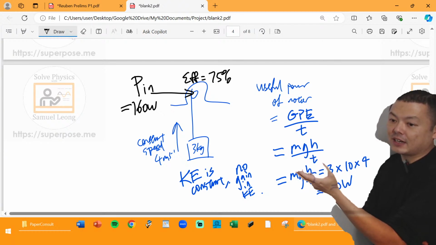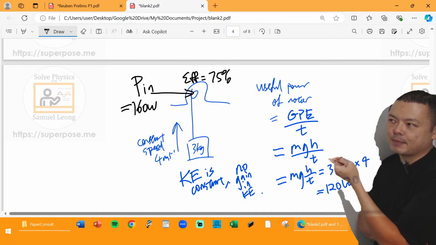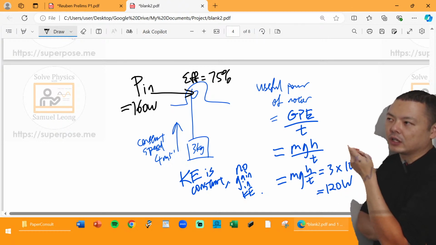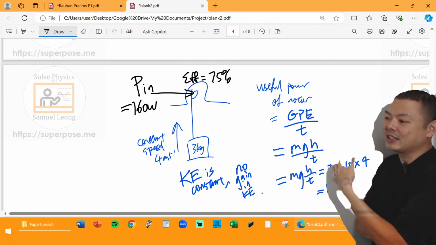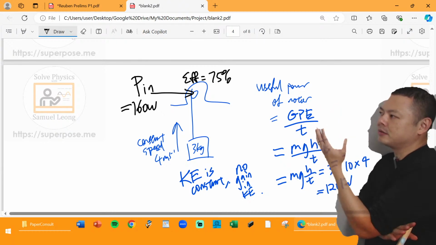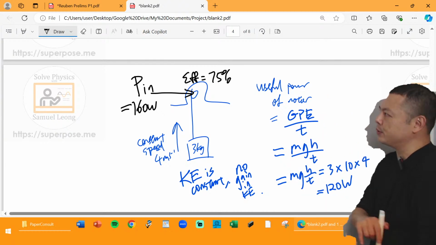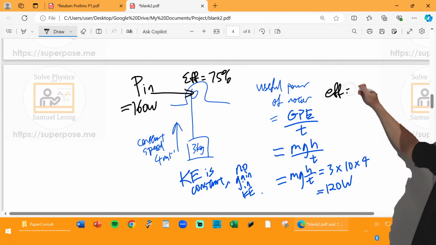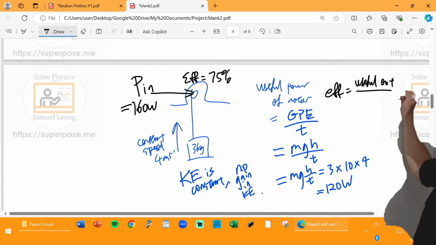So efficiency, okay. You've got to remember why efficiency is such an important thing, because efficiency can be asked anywhere in chapter 1, chapter 3, chapter 8, or anything to do with energy and power. Chapter 2 also, sorry. So just take note of this: efficiency is useful output over total input, right?